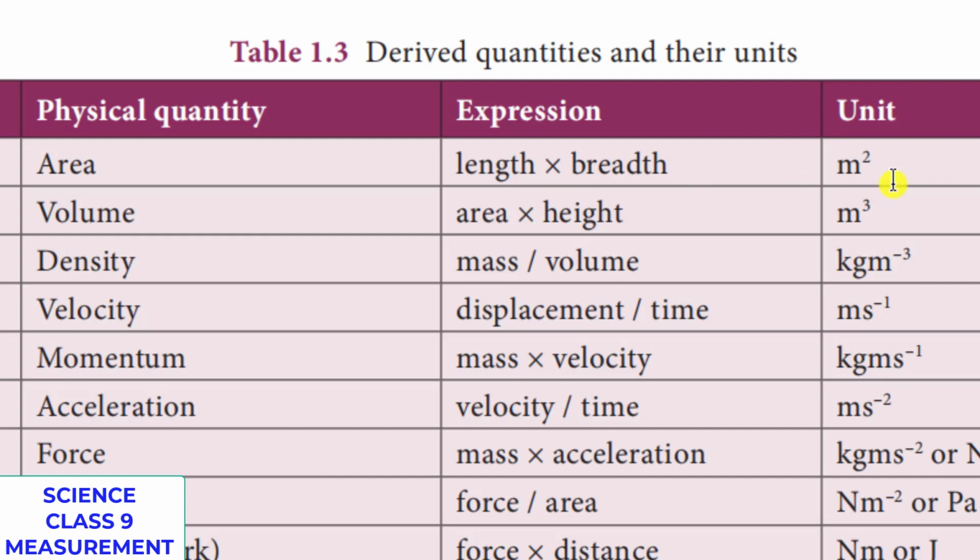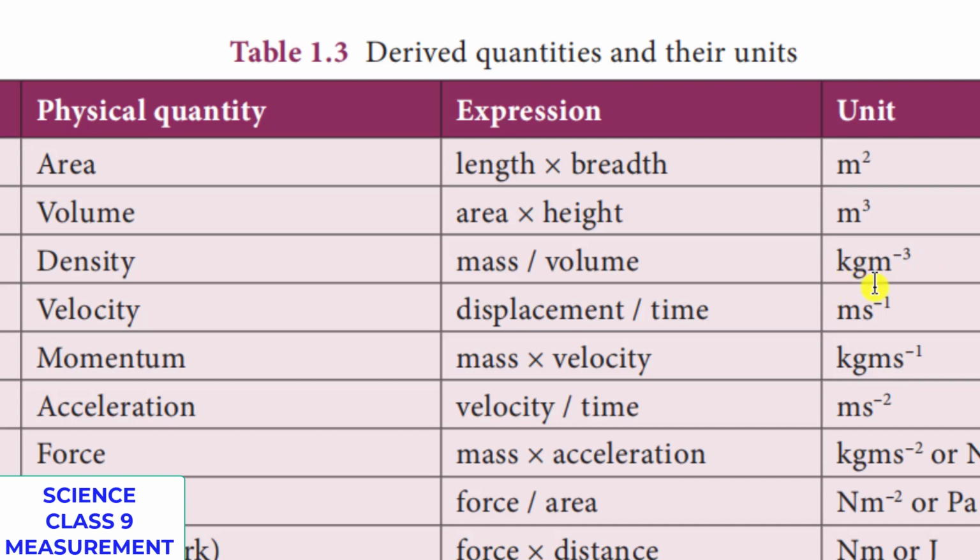So, the unit is meter square. If you take volume, area into height, that is meter cube. You take density, mass per volume. Mass is a basic quantity, and volume is also a combination of the basic quantities, that is meter, is it not? Length, breadth and height. So mass by volume, kilogram per meter cube, or you can say this as kilogram meter power minus 3.